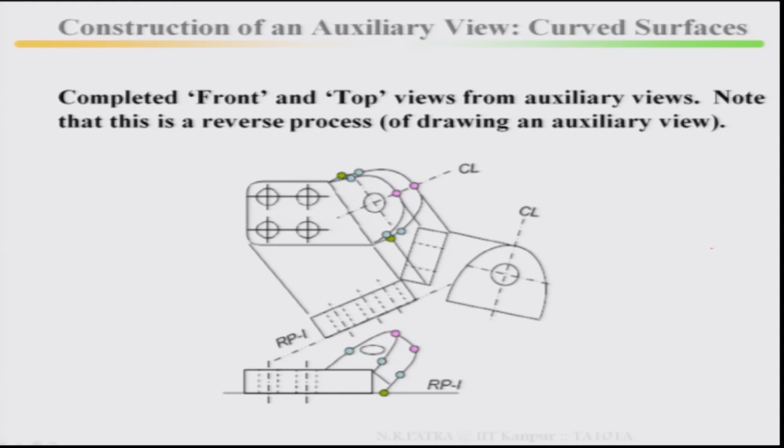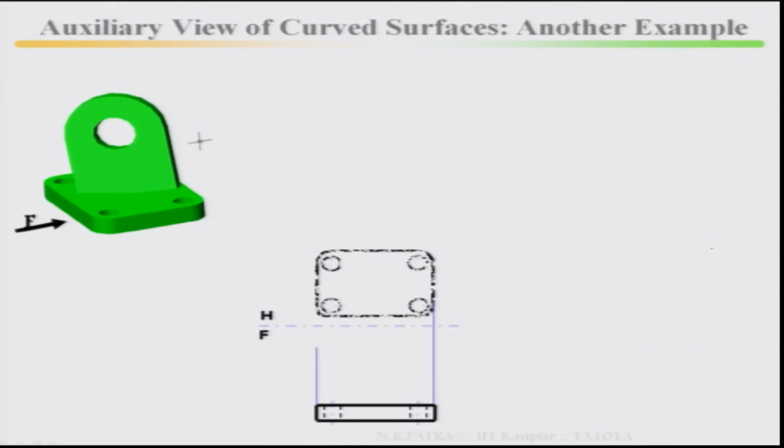Note, this is a reverse process. Unless you practice, you will have a problem. Now, another example: let us draw the top view and front view. This is how it looks, because this is the curved surface we are looking at.